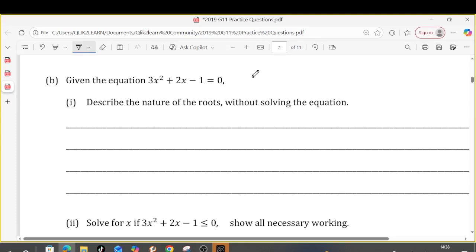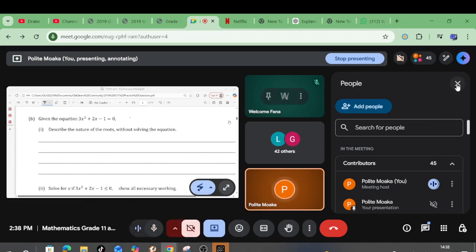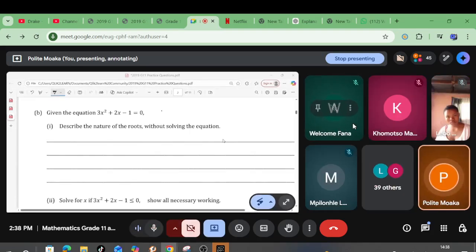They say that you are given the equation 3x squared plus 2x minus 1, and they say describe the nature of the roots without solving the equation. I'm going to need your attention on this one. Now this has to do with the nature of the roots.